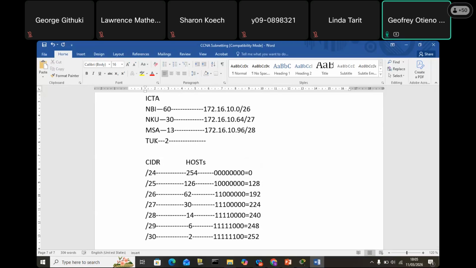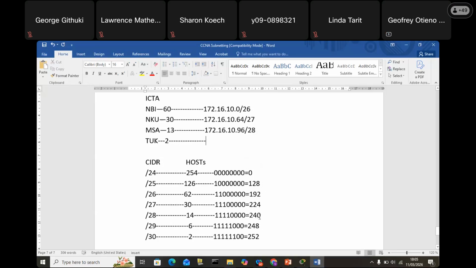Finally, you are the last prefix, the last branch, the Turkana branch. So we know prefix 28. So the next subnet, prefix 28. What is our block size? What is 28 here? 28, 4 bits borrowed. Remaining should be 4.